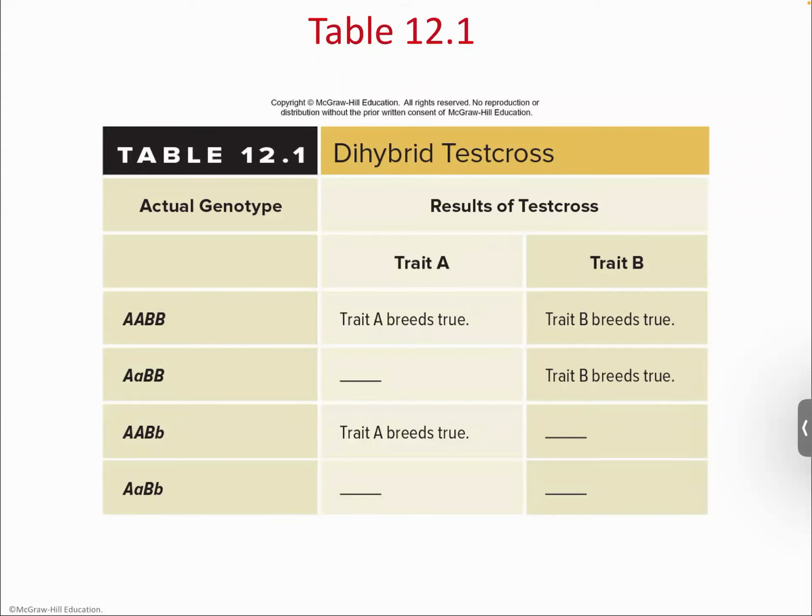You can also do this on the dihybrid level. So for instance, here you can clearly see these guys will breed true for both A and B. All right, this one will only breed true for B, not for A, because it's heterozygote. This one will breed true for A, but not for B because it's heterozygote. And this one won't breed true for either one, right? Because it's heterozygous in both.